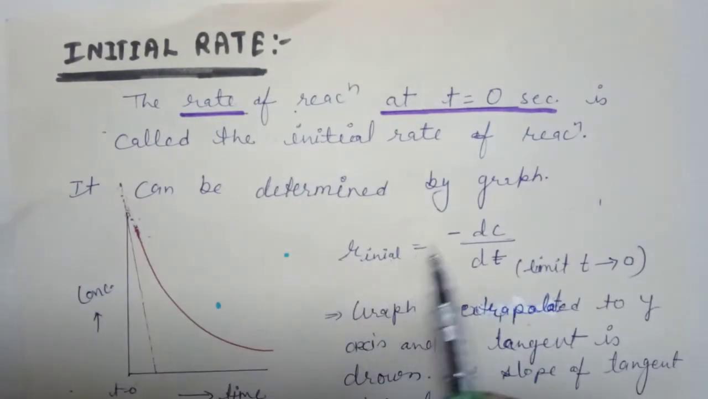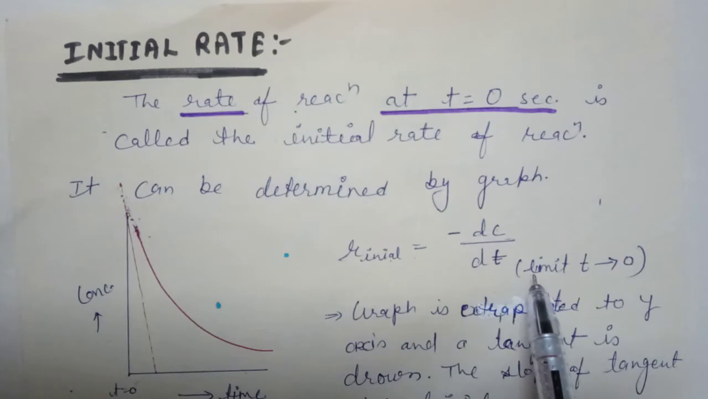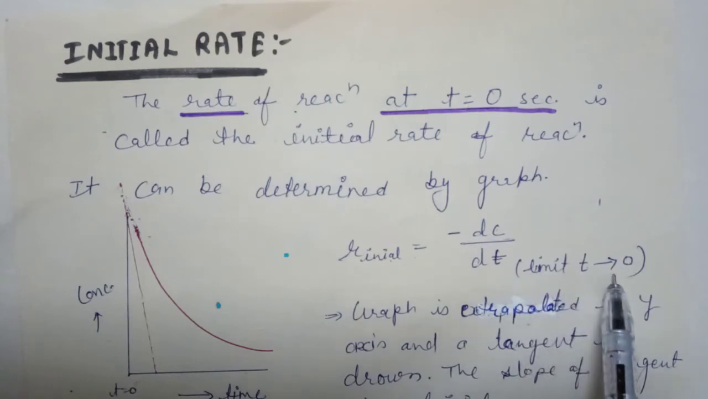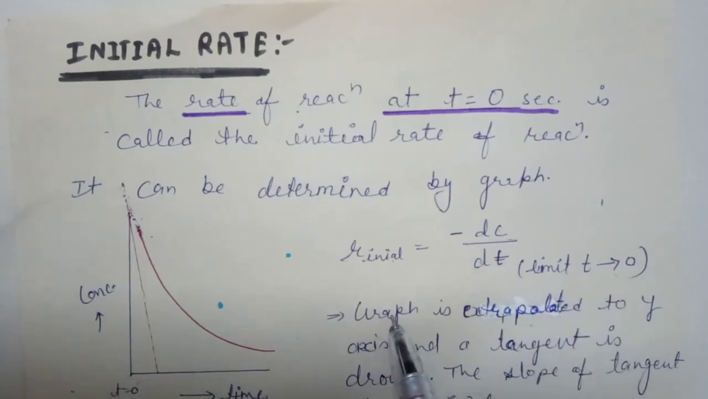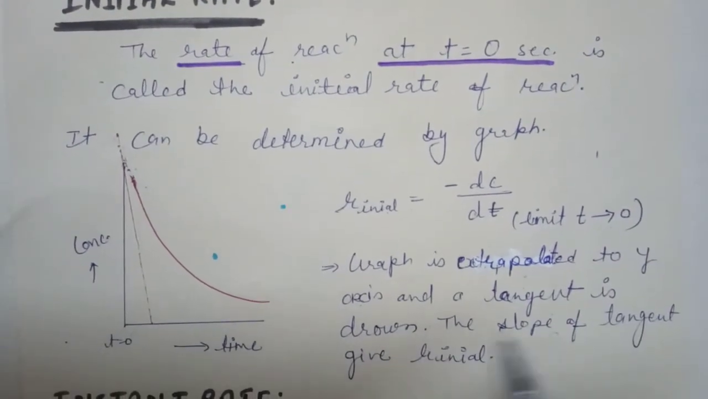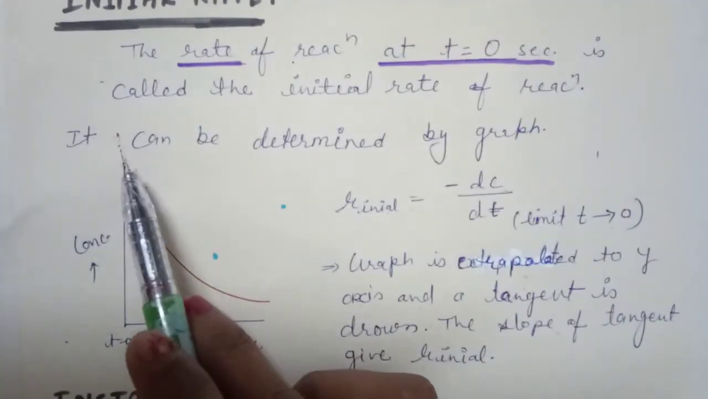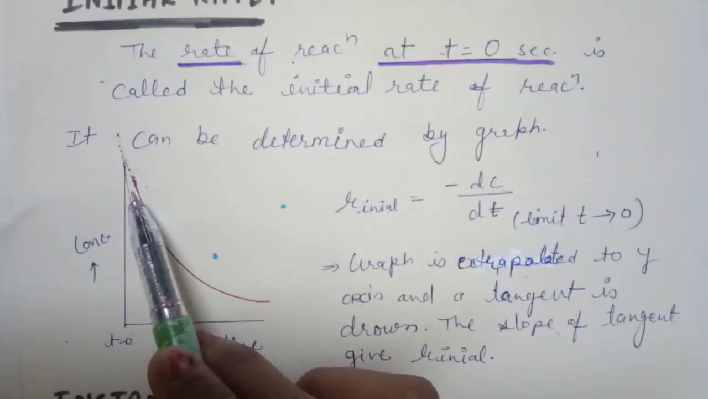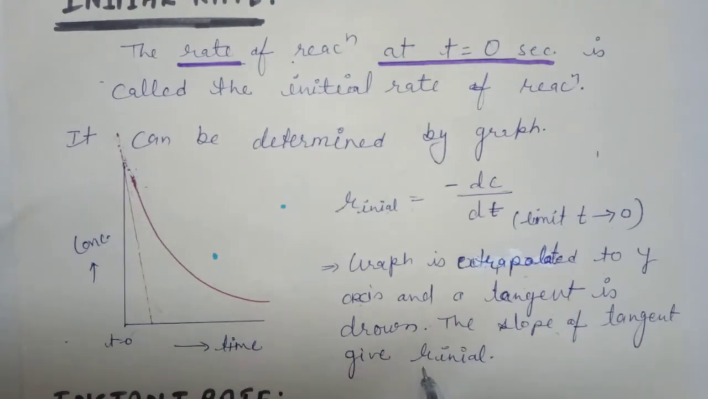That means R initial is equal to minus dC upon dt, when the limit t is equal to 0. Okay, the graph is extrapolated to the y-axis and a tangent is drawn. The slope of the tangent gives R initial. It is the tangent, and its slope will give the R initial. Okay, clear? Next, instantaneous rate.